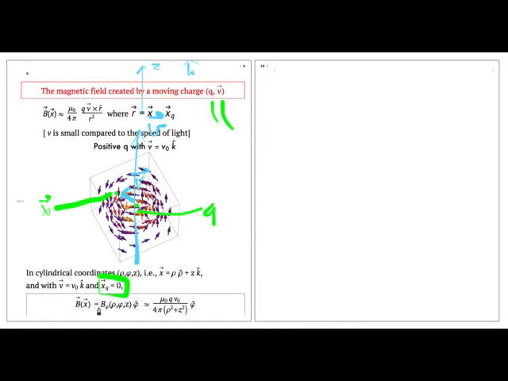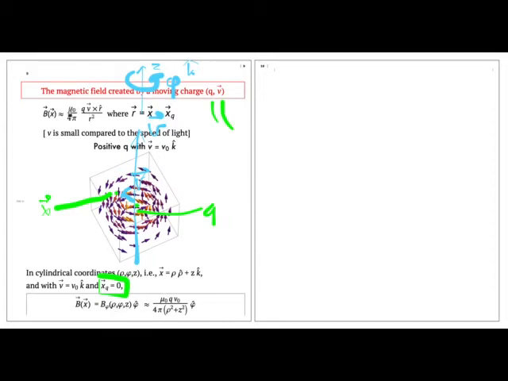The magnetic field is in the phi direction. The phi direction is this way. It's an angular measure around the axis. So B phi times phi hat will be the magnetic field vector. It'll depend on the coordinates rho, phi, and z. These are the cylindrical coordinates.